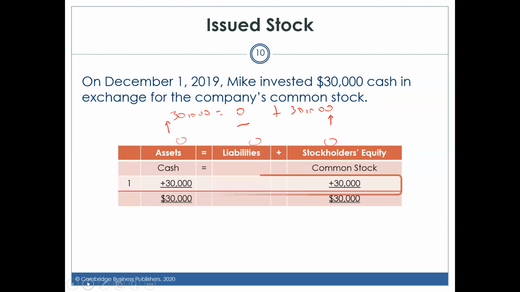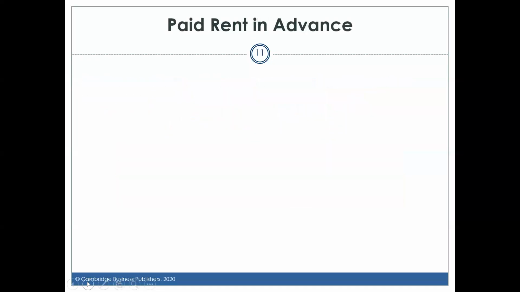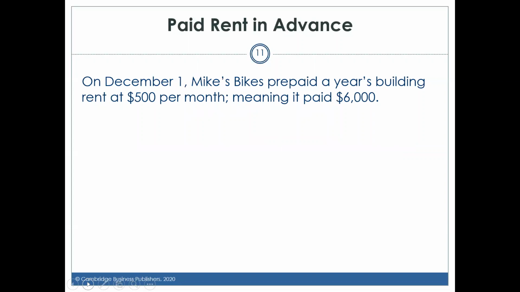All right, next thing that happens. Mike's Bikes on December 1st prepaid a year's building rent at $500 per month, which means they paid $6,000. So they paid for the next year's worth of rent, $500 a month times 12 months, $6,000 of rent they prepaid. That's how rent works.